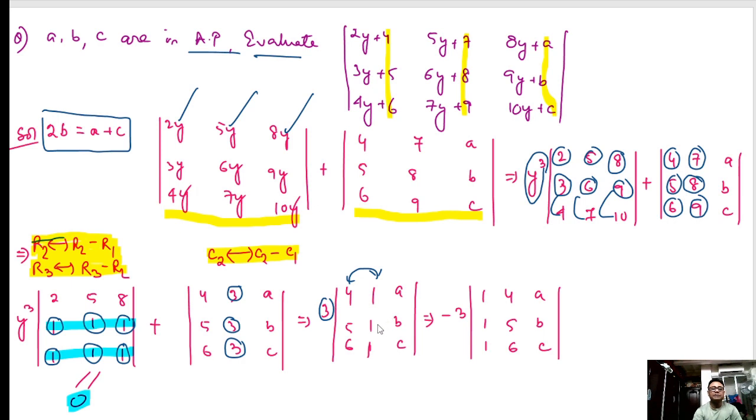So it becomes this. And now we have interchanged the two columns. When we interchange two columns, as I told you, the sign of the determinant will change. That means it's a plus, it becomes minus. Clear?